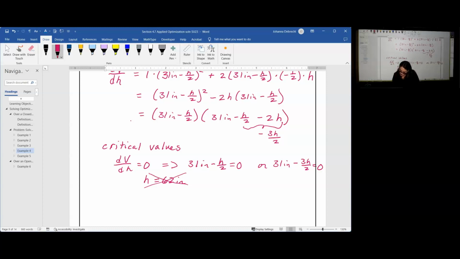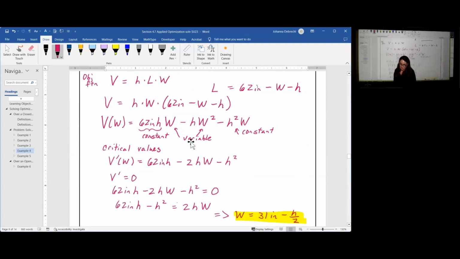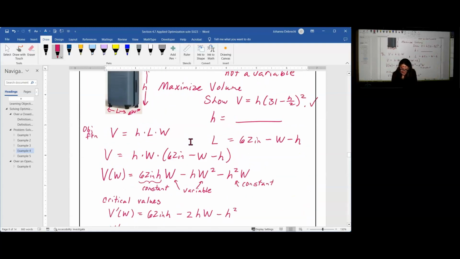Then I can locate the other one, which gives me 62 inches divided by 3. In other words, we've just solved the same problem that we've already done previously, but from a different point of view and with different constraints. Let's turn back to make sure we've answered all the questions. It looks like we have, so we know that we're done.